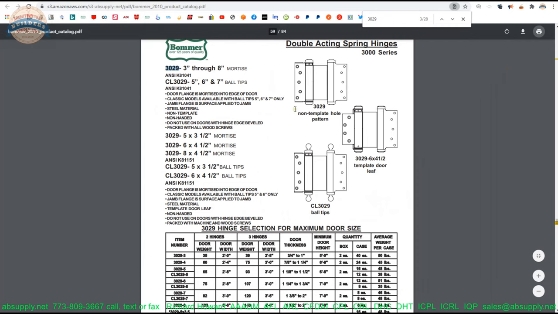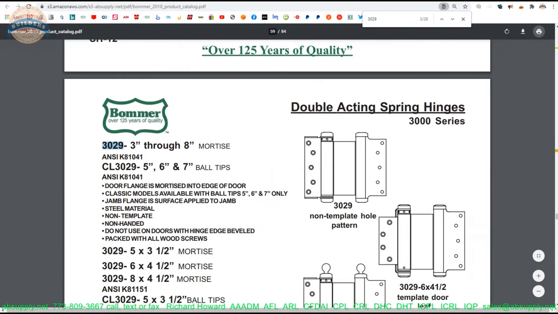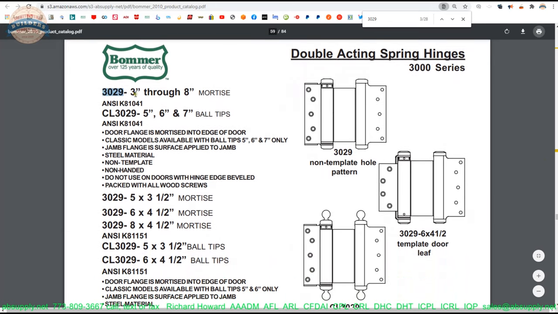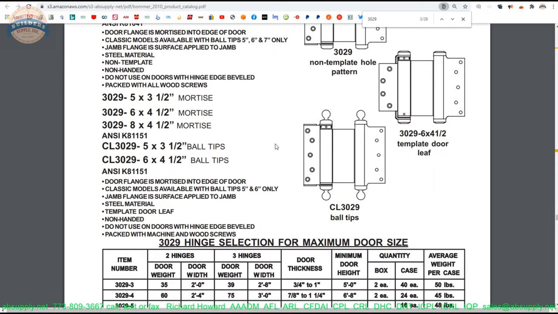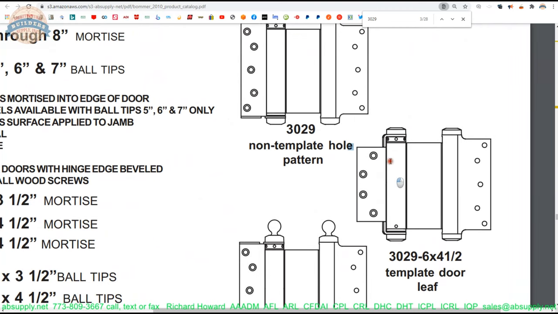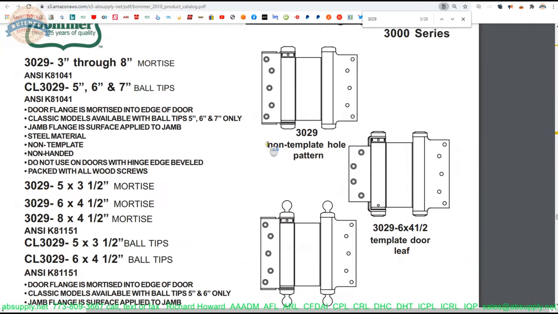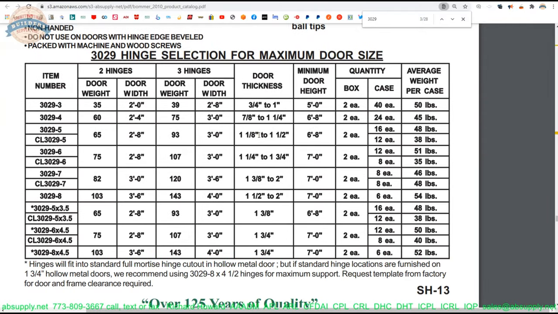This is from the full line catalog, and it does show the series of 3029 hinges. And you'll note that they make it from 3-inch through 8-inch. That's nice to know, but again, it's the door thickness. You can also do the ball tip, which is a CL, and it'll look like this. They do that in 5, 6, and 7-inch sizes. They can do some sizes that have the template leaf on the other side, which is shown here. You can see that that has a standard hinge leaf, a templated hinge leaf, and then the jamb flange here.